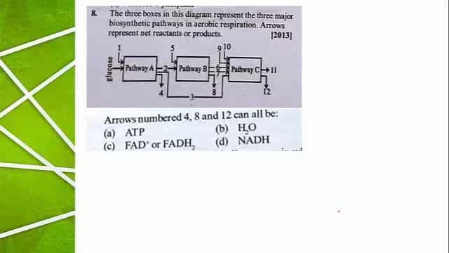This one is a very interesting question from the 2013 NEET question paper. The 3 boxes in this diagram represent 3 major biosynthetic pathways in aerobic respiration. Arrows represent net reactions or products.